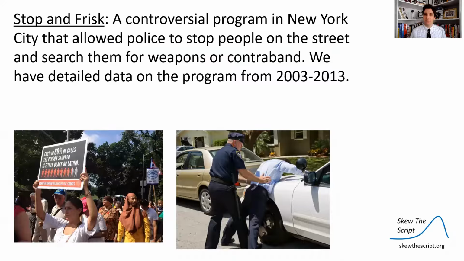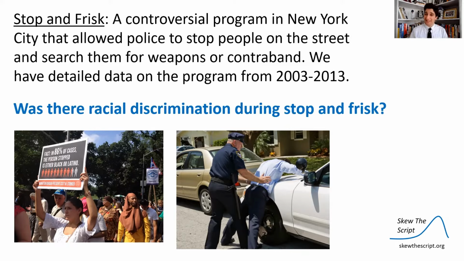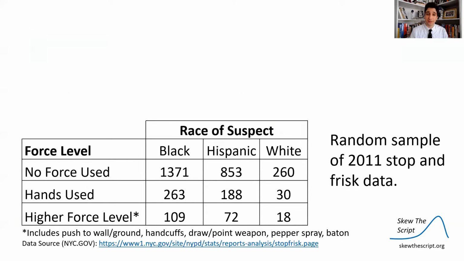So the data today comes from the Stop and Frisk program. That was a controversial program in New York City that allowed police to stop people on the street and search them for weapons or contraband. We have detailed data on the program from 2003 to 2013. And we can ask of this data, was there racial discrimination during Stop and Frisk?